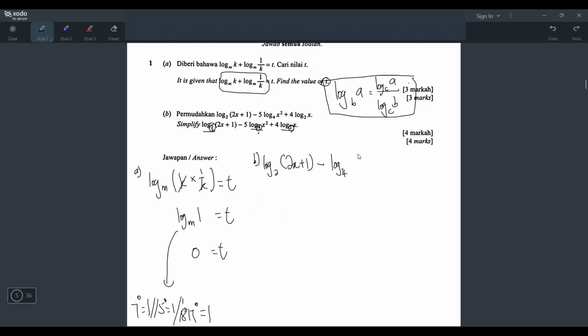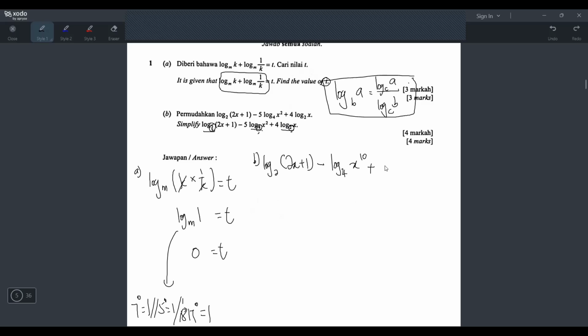And when the 5 goes up top, it becomes x power 2 power 5 like this. Right? And when the power is side by side like this, you have to times them together, not plus, you have to times. So it becomes x power 2 times 5, which is x power 10. So I can straight away write x power 10 like this. All right? It means next, on a new line, I change base, right? And then plus, okay, this one 4 log 2x.